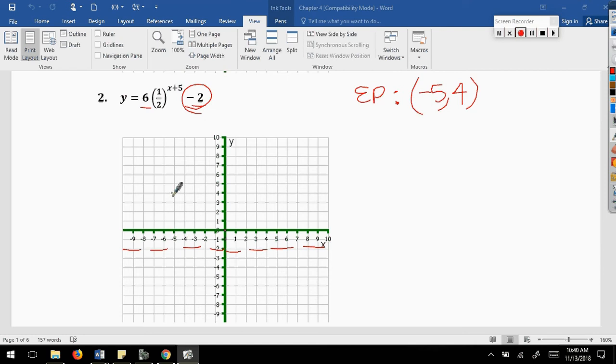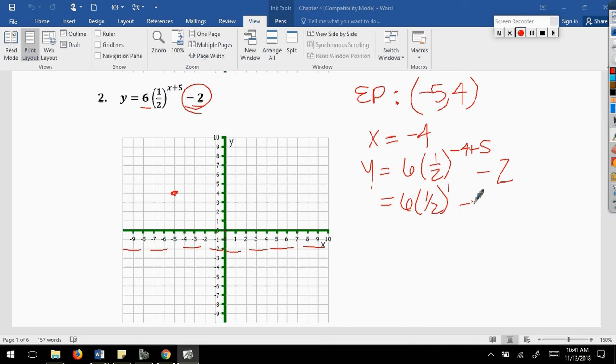Now I just need another point. I'm going to let x be negative 4, and I'm going to plug that in. 6 times 1 half to the negative 4 plus 5, minus 2. So I get 6 times 1 half to the first power, which is 3, minus 2 is 1. So this point then is negative 4, 1. This is a decay, and of course you know that it's decay because your b is less than 1.